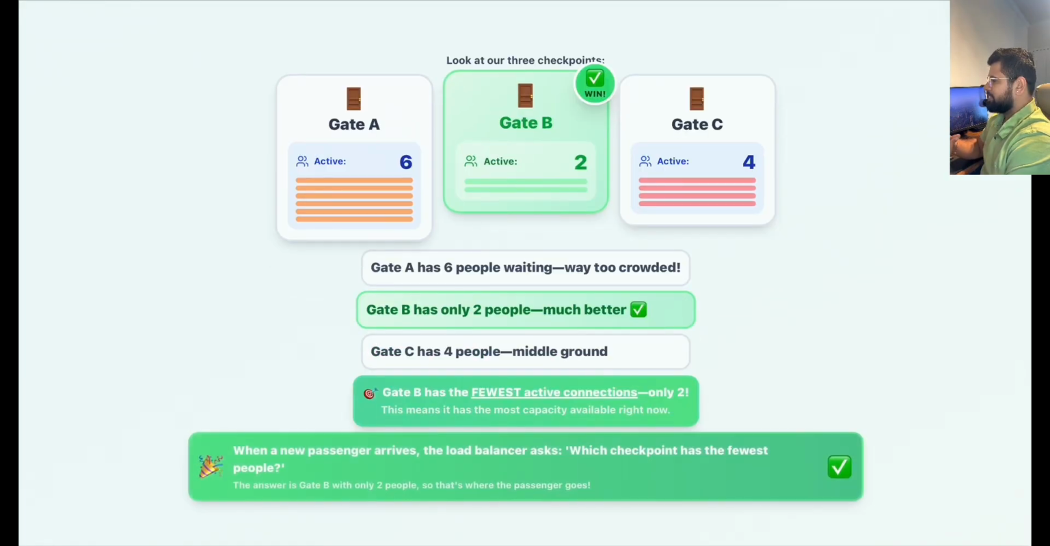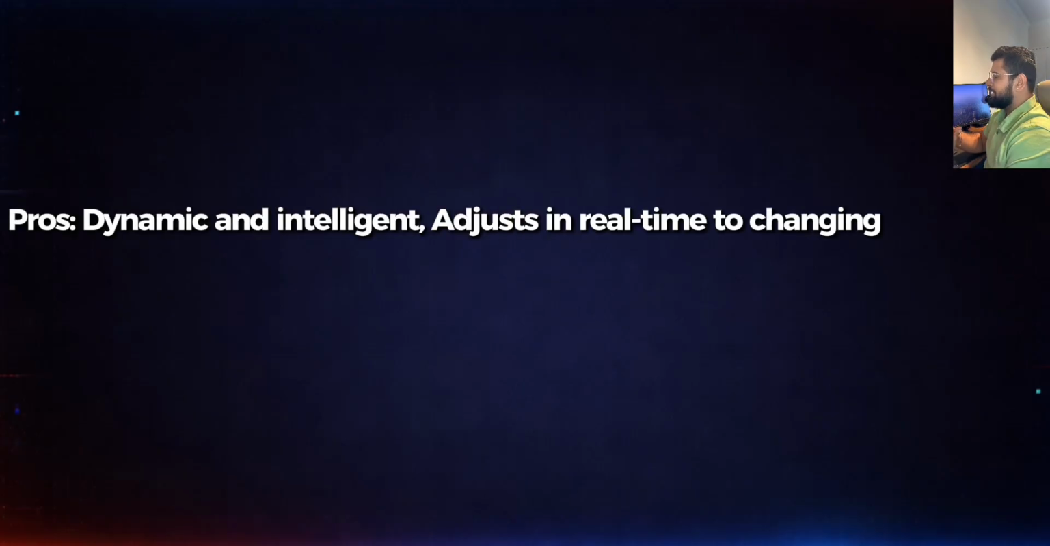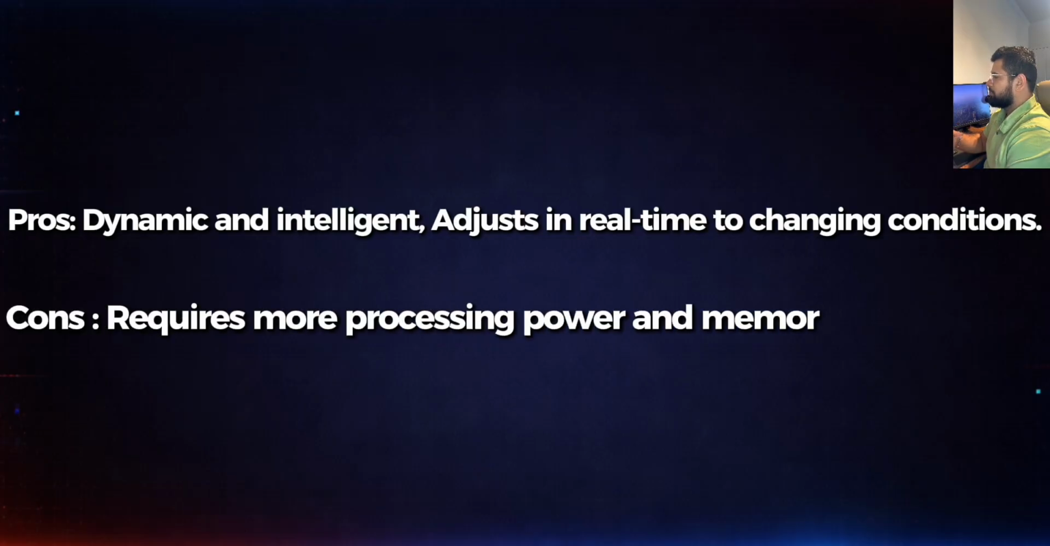When a new passenger arrives, the load balancer asks, which checkpoint has the fewest people? The answer is Gate B with only 2 people, so that's where the passenger goes. This makes perfect sense, right? Pros: dynamic and intelligent. It prevents any single server from getting overloaded.